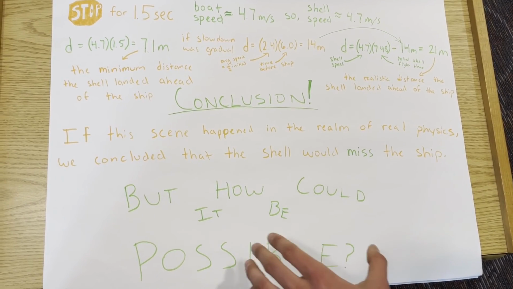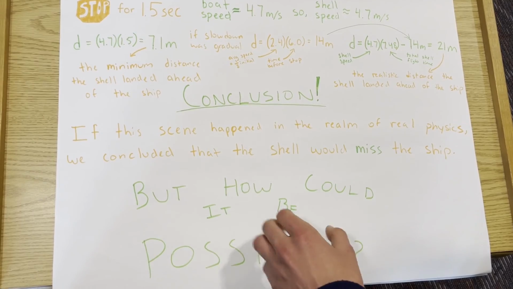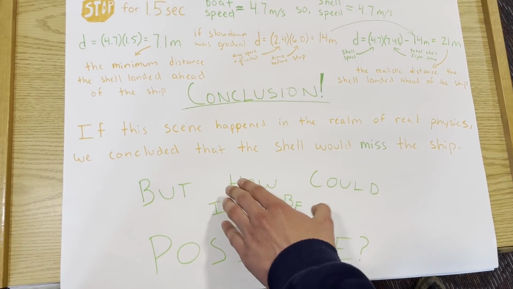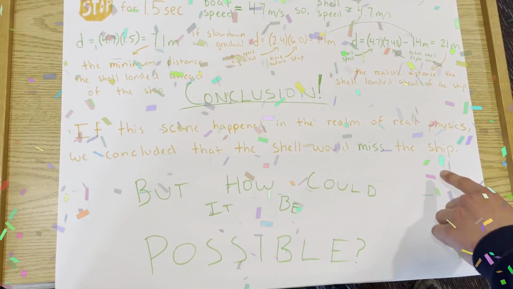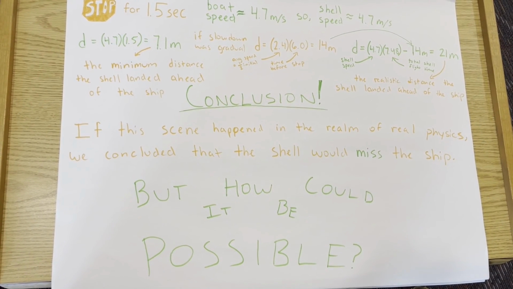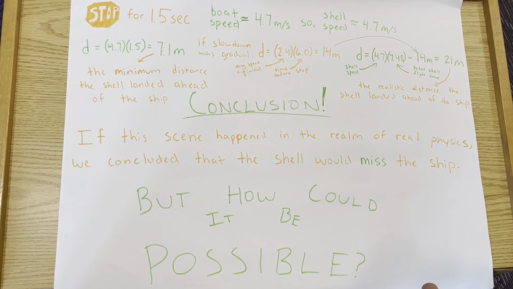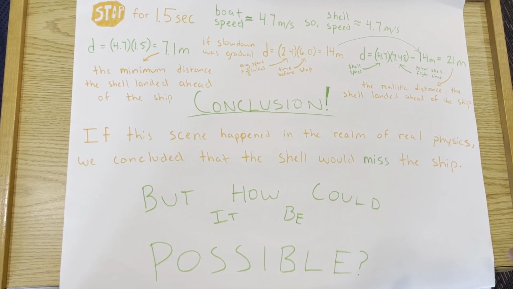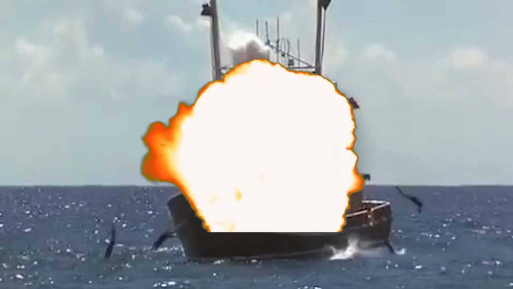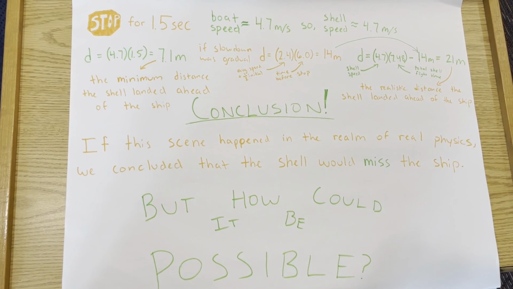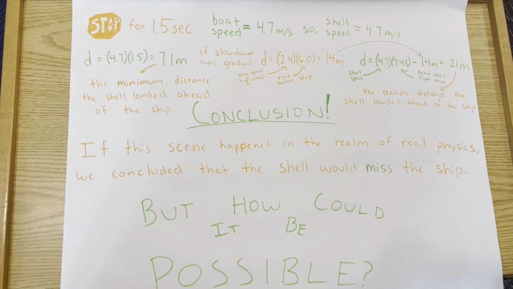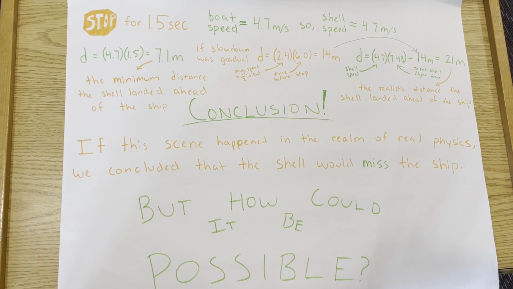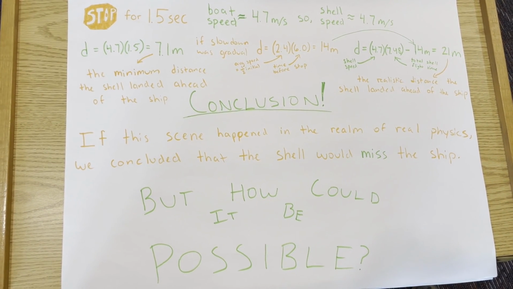In conclusion, we decided that the scene could not happen in the realm of real physics. We determined that the shell would miss the ship because the ship stopped, so the shell would just continue to move forward with inertia. This is probably because they decided to film the ship stationary for the explosion. So the idea for the stunt is valid in the realm of real physics, and it could be possible if they would have just filmed the ship moving in the end.